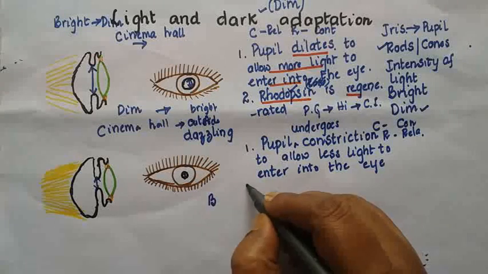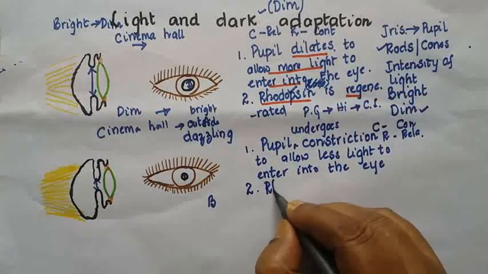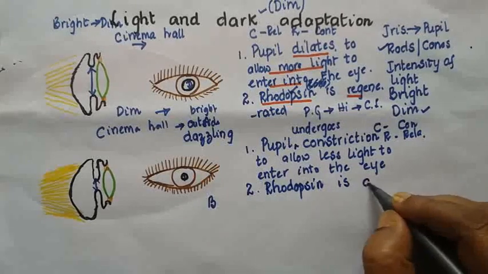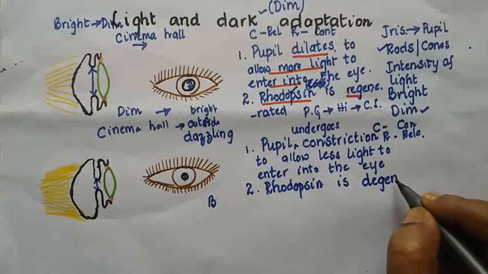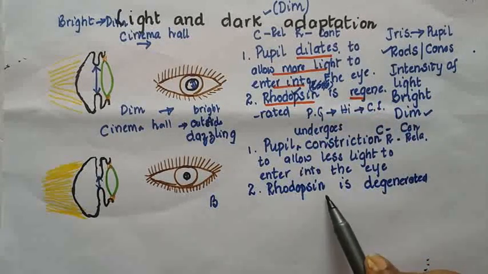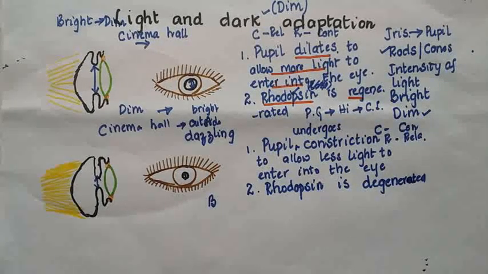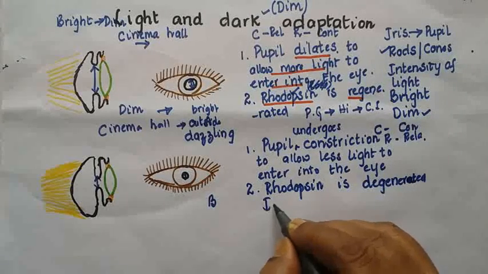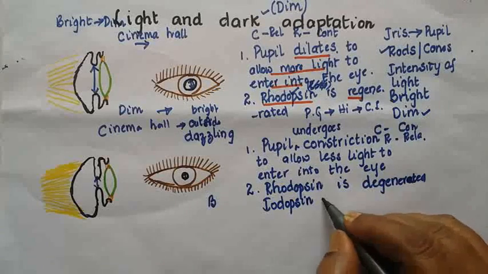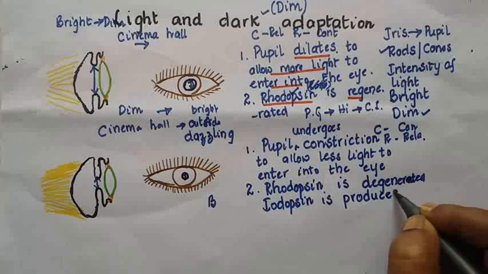Along with this, since your eyes are exposed to the bright light, the rhodopsin which was functioning in the cinema hall gets broken down, or you can say it is degenerated. So you can see the opposite words. Now since your eye is exposed to the bright light, what should be produced? The iodopsin, which is stimulated by the bright light, gets produced. The iodopsin is produced, which enables you to view the objects or identify the color of the objects.